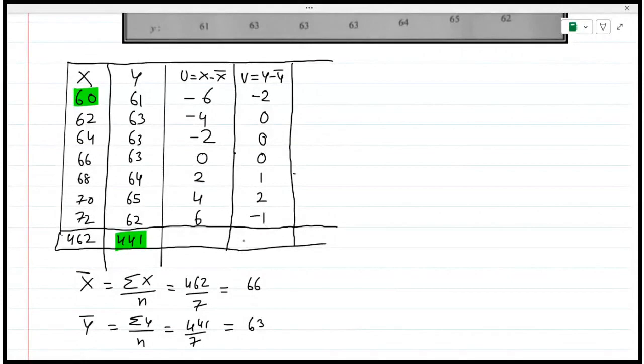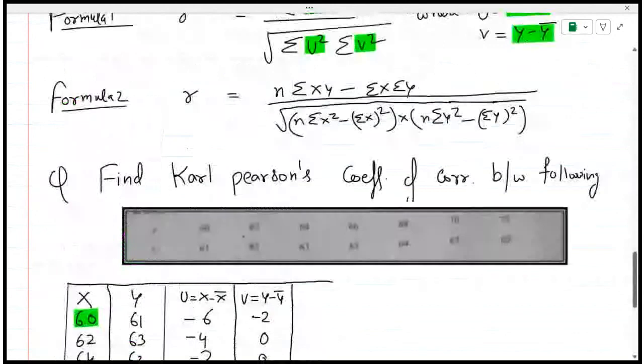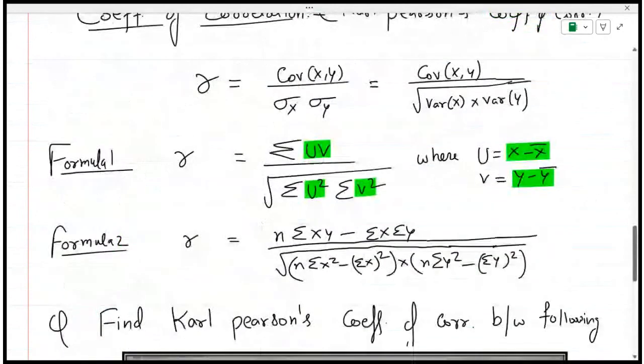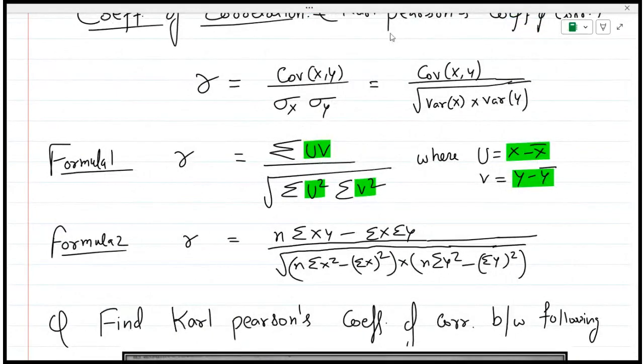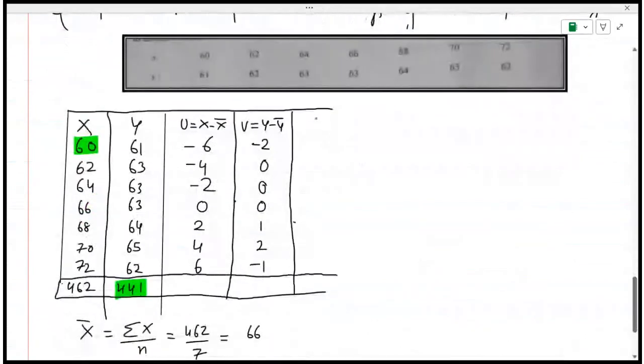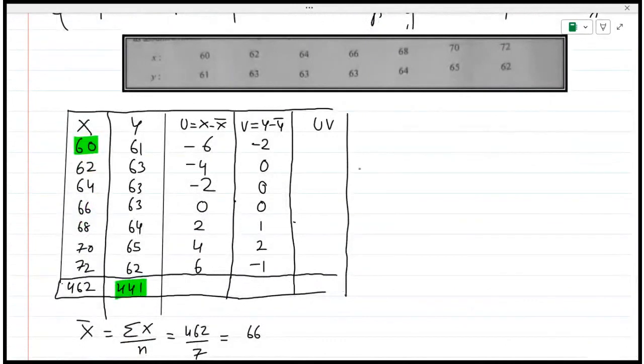Why are we finding u and v? Because we need to apply this formula to find the correlation coefficient. U is x minus mean of x, v is y minus mean of y. Now what else do we need? You can see here we need the product of u and v. Other things we need are u square and v square. So now we will find the product of u and v, then u square, and then v square.